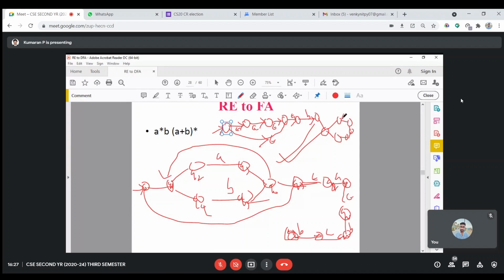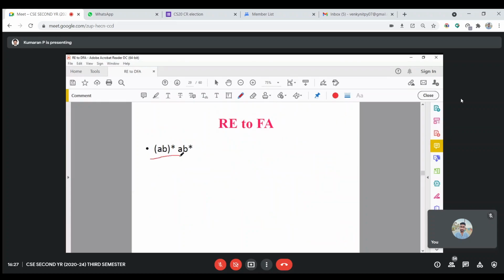Yes, this is a plus b. But this also has a star, right? So from the previous state, I have to go to some final state. Here only there is a connection, then this is the final state. So now this is the overall diagram for a star concatenated with b concatenated with (a plus b) whole star. So here you have a b, here you have a plus whole star, here you have b, here you have a star. Okay.